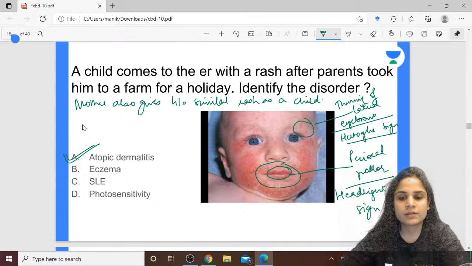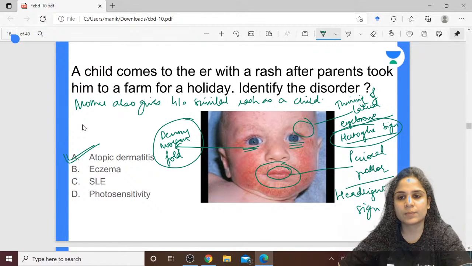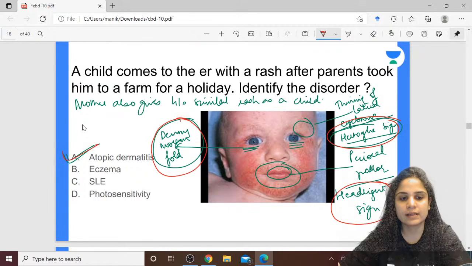Alright. So, and there is one more thing that you see in atopic dermatitis. Now below the eye, you will be able to see multiple folds. Can you tell me what is the name of that sign? Below the eye, when you can see multiple folds. Yes, very good, Nimish. So that is called as Dennie-Morgan fold. Dennie-Morgan fold. Alright. So these are the things that we see in atopic dermatitis, and I want all of you to remember these three signs from the baby's photo. So Dennie-Morgan fold, Hertoghe sign and headlight sign. All of these are seen in atopic dermatitis.